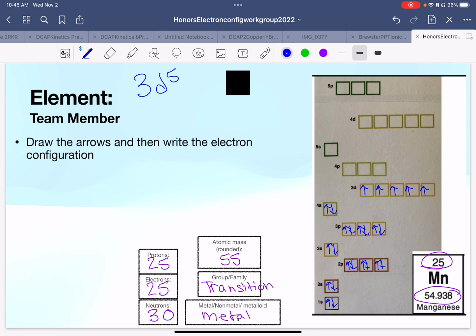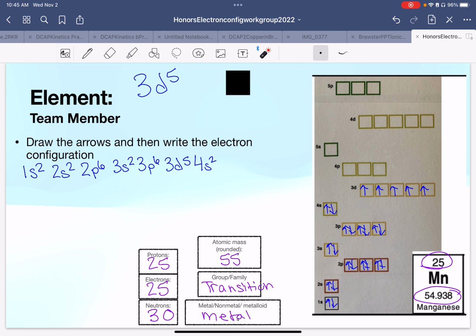And so my electron configuration will be 1s2, 2s2, 2p6. I got to put all my 3's together, so I'm going to do 3s2, 3p6, and then I've got to jump to that 3d5. And now I can write my 4s2. So even though I had to go through the 4s block to get to the 3d5, when I write it formally, I have to put all the 3's together, and it's always s, p, d, and f order.